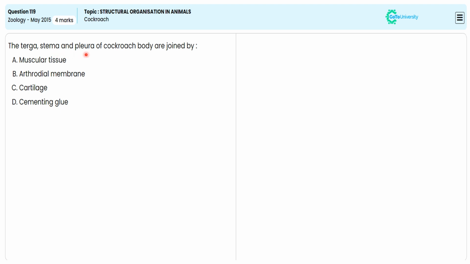In this multiple choice question, from the given options, they are directing us to specify the correct option responsible for joining terga, sterna and pleura of the cockroach body. For this, let me explain the cockroach structure in detail.